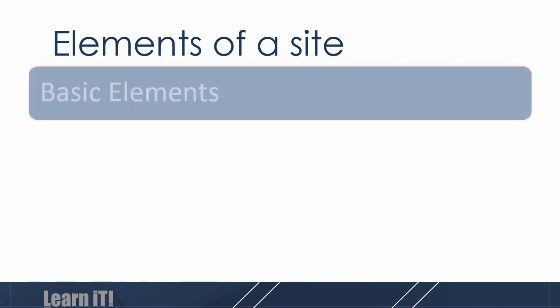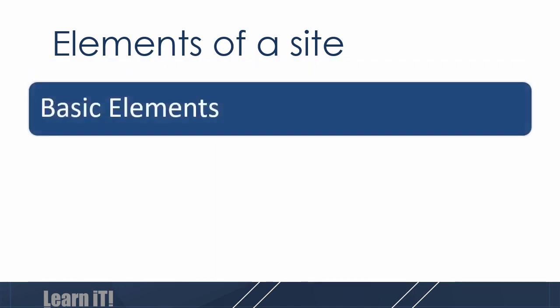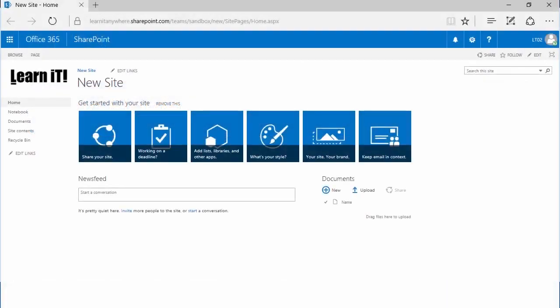So right out of the gate, we're going to talk about some basic elements. There are 3 basic elements that come with every SharePoint site: a homepage, welcome links, and a search box. So what we're going to do here is I'm actually going to take you through those core 3 elements.